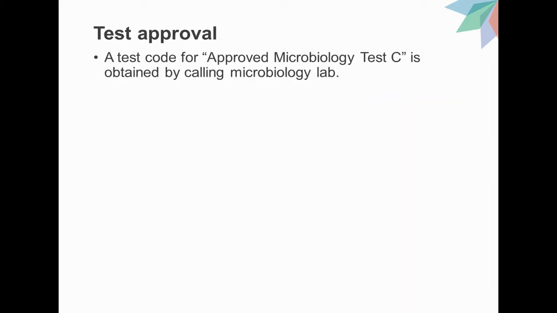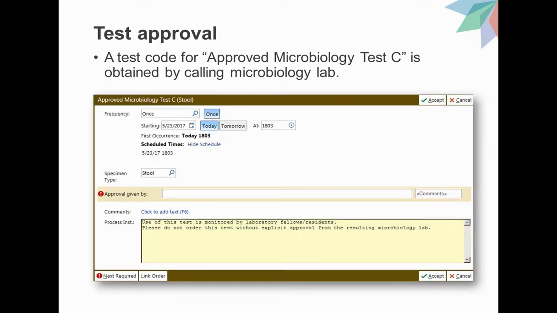By calling the microlab, ordering providers can obtain a secret test code for another test order called Approved Microbiology Test C. This is a screen for this new test order. They will be asked to enter a name of a technologist who approved the test here. Their approval request is never rejected as long as they make an effort to call the microlab to obtain approval. The microlab keeps a call log to document when and who called for approval for which patient.